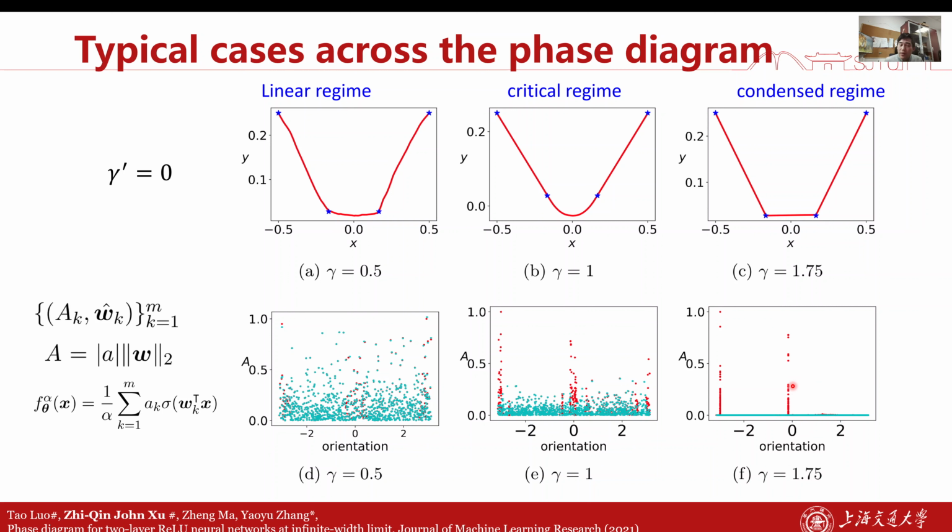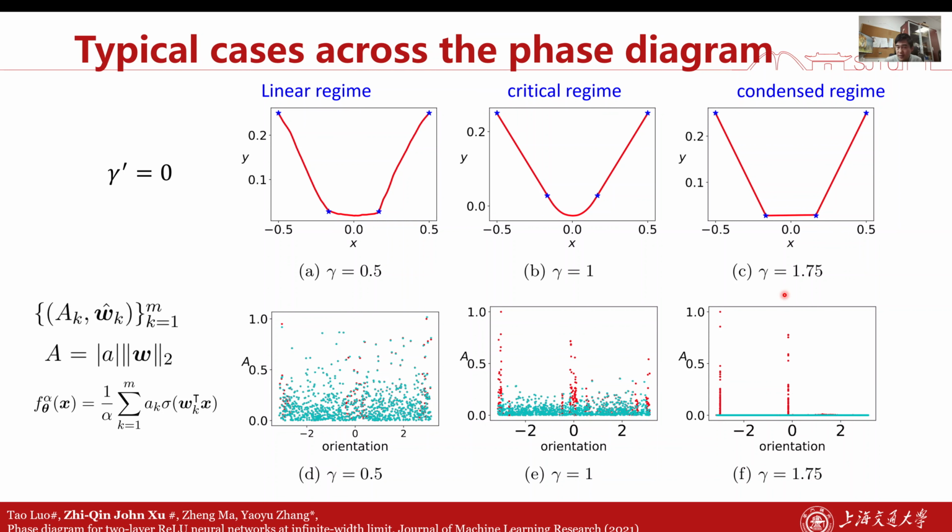So they will have the same turning point position. And as an aggregation effect, the final output will only have two turning points, and that can fit this four training data still very well. And why do we call it a condensed regime? Because the orientation of neurons are condensed in only two isolated directions. And that is the reason we call it condensation.